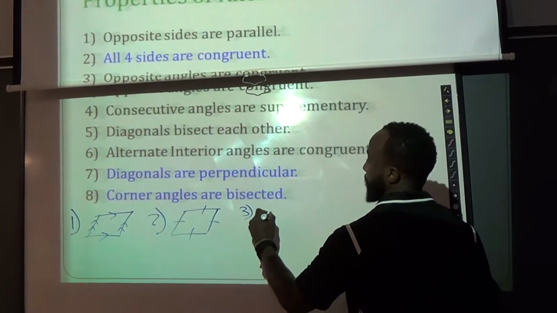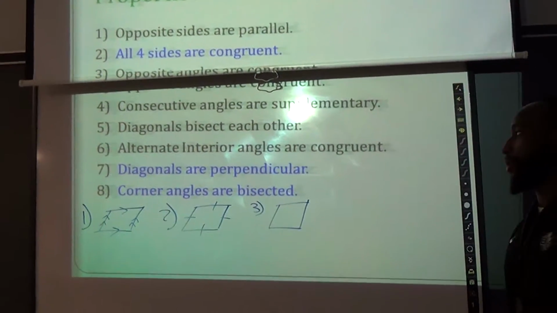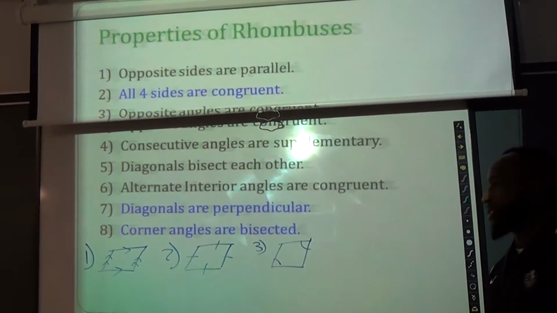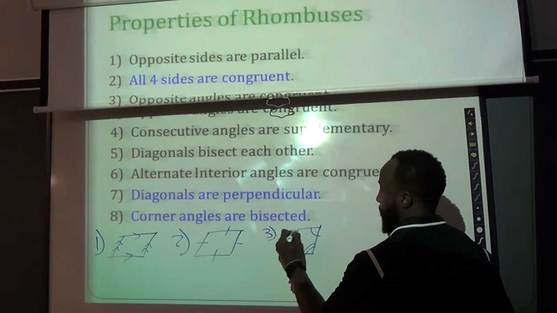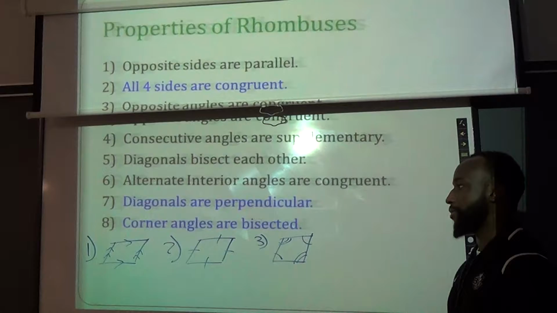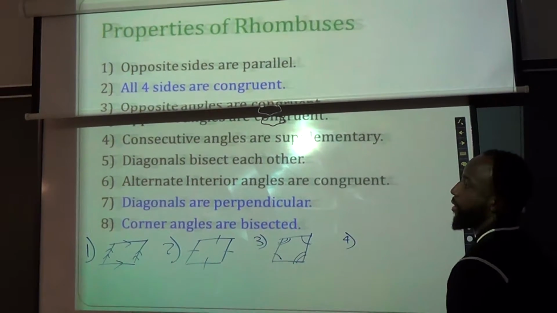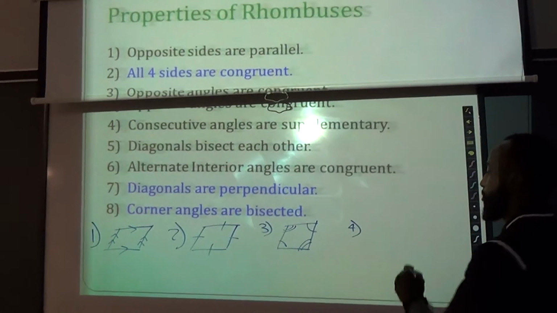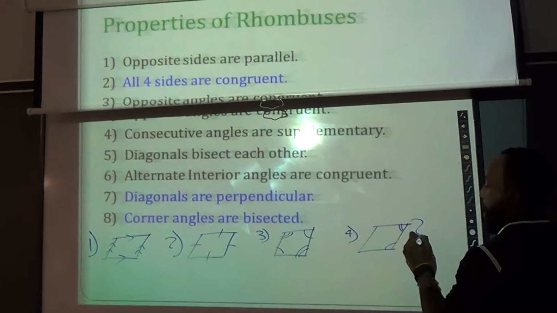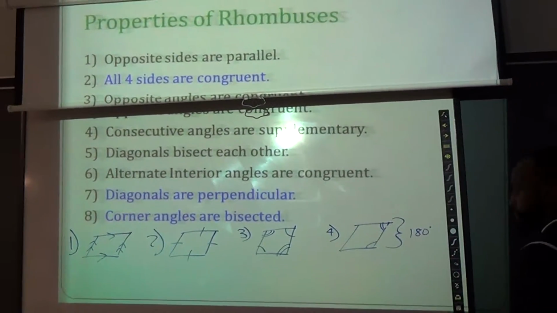Number three, it says the opposite angles are congruent, just like with parallelograms. This angle is congruent to that angle. These are opposite angles, and these are opposite angles. They're congruent. Number four, the consecutive angles are supplementary. You guys remember when we talked about parallelograms and I did this? This angle plus this angle equals 180 degrees.